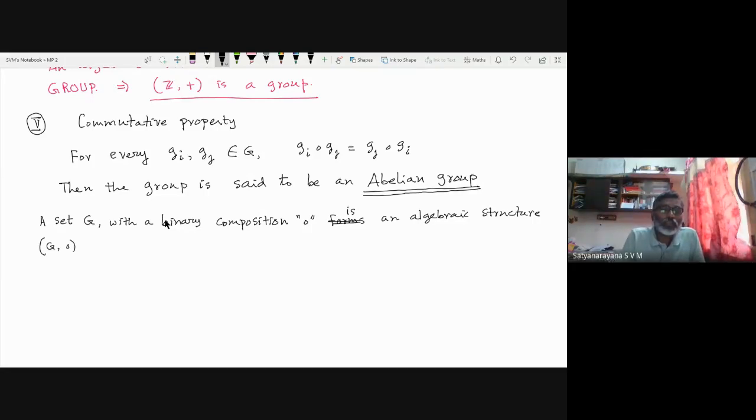And this GO satisfies axioms 1 to 4, then it's a group. A group, and also 5, then it is an abelian group.